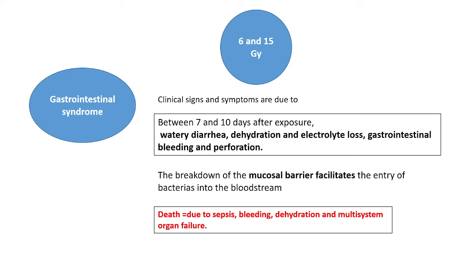Because of the ongoing hematopoietic syndrome, the patient will also have an incidence of bleeding. And if there is loss of the mucosal barrier, there will be easy entry of bacteria into the bloodstream, and the patient will finally die of sepsis, bleeding, dehydration and multi-organ system failure.